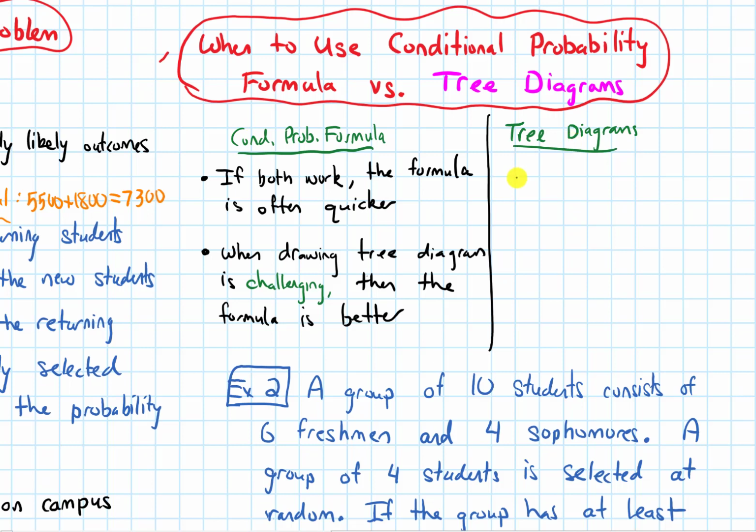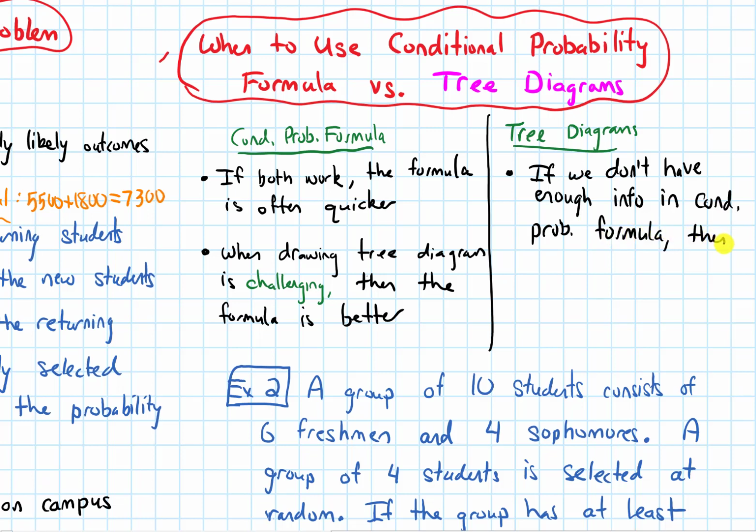With tree diagrams, on the other hand, this comes with a little bit of practice and experience in part, but one of the ways to know is if we don't have enough info in the conditional probability formula, then tree diagrams are typically better because they'll help us uncover that information.